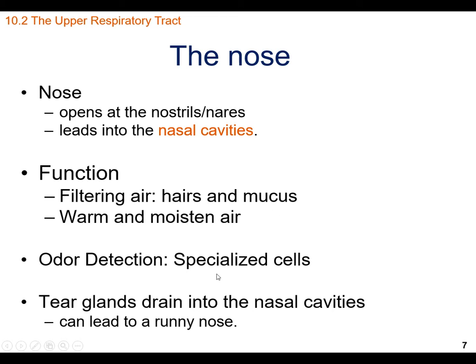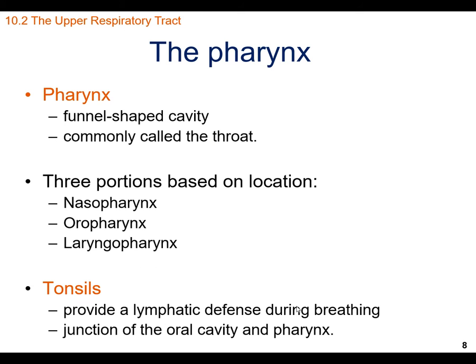And that's all because that's been filtered by the hairs and the mucus in your nose. We also have odor detection with specialized cells in your nasal cavity. And then the tear glands drain into this cavity. This is what leads to a runny nose. It's also the reason why if you cry and produce a lot of tears, your nose will run as well, because that's draining into the nasal cavities.